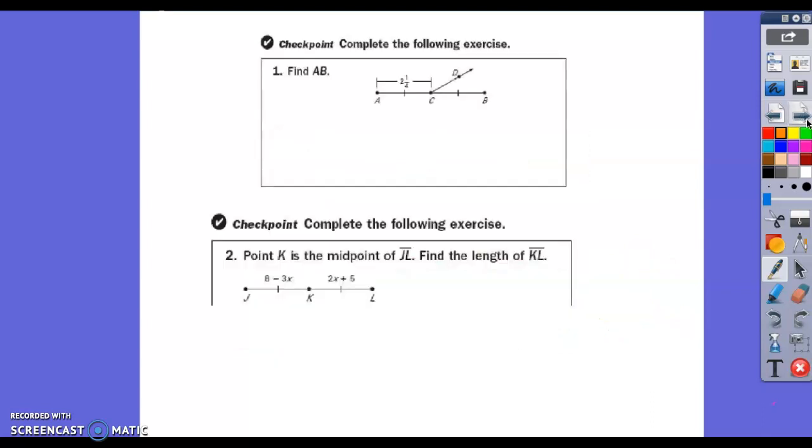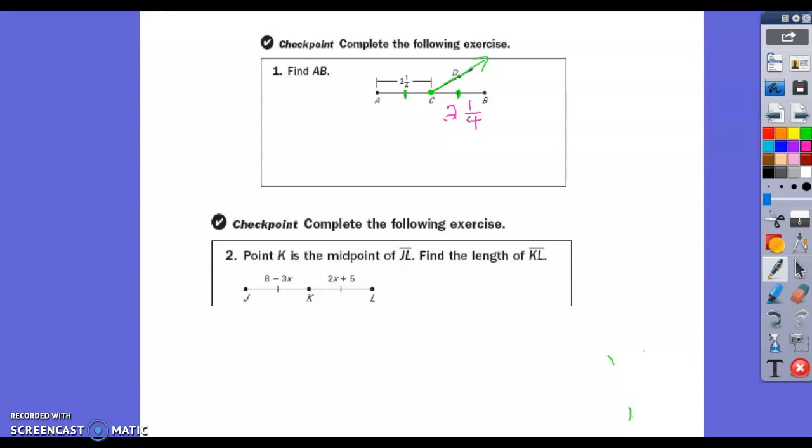Okay, so in this example, we've got a different color. Do you see these marks? What does that tell you? That tells you that those segments are congruent. They're the same length. So this ray here is bisecting the segment AB. It's cutting it right in half. So if this length AC is 2 1/4, that means the length for CB is also 2 1/4.